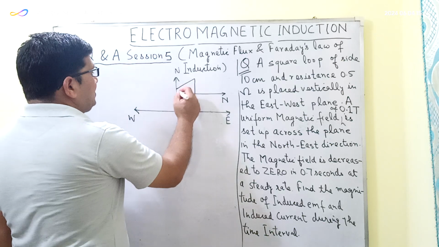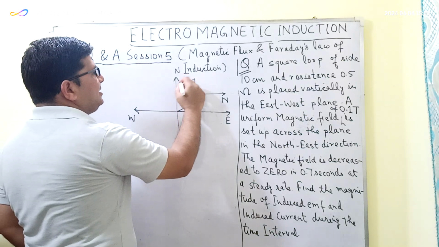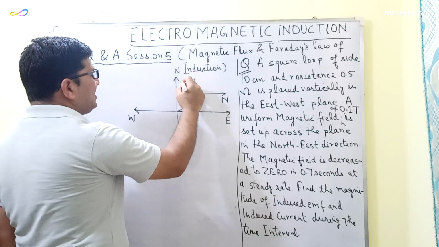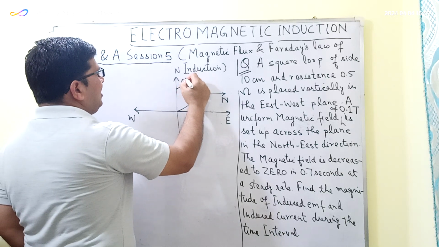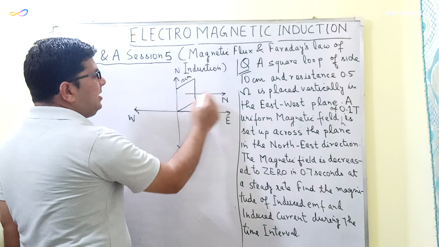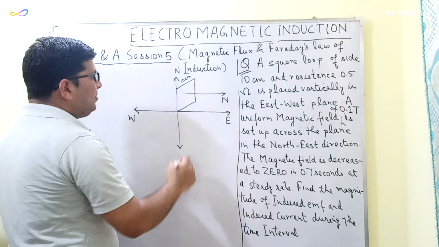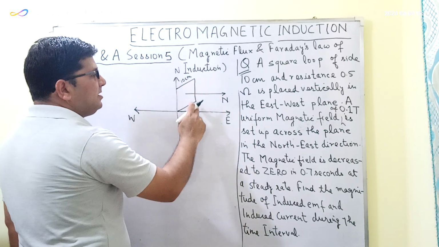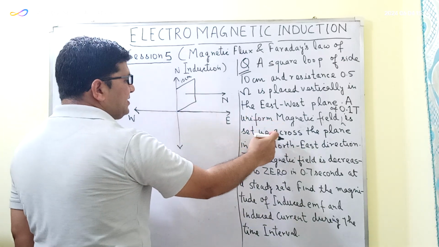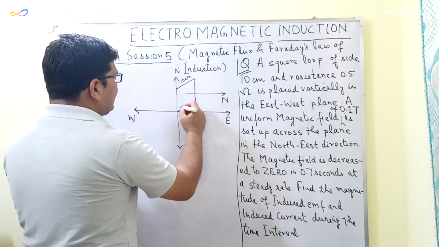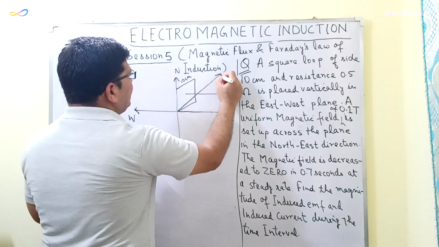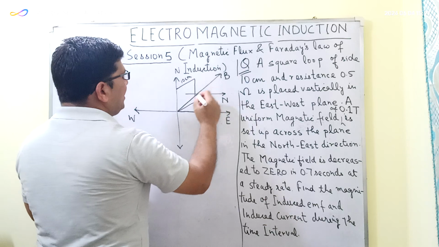So here this is one square loop. And the length of the side of the square loop is 10 centimeter. So this is 10 centimeter, and this is the normal to the surface of the square loop. This loop is placed vertically in the east-west plane, and now a uniform magnetic field is set up across the plane in the northeast direction. So this is the northeast direction, like this. So this is the direction of the magnetic field B.